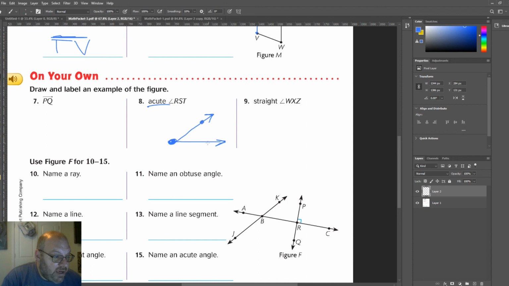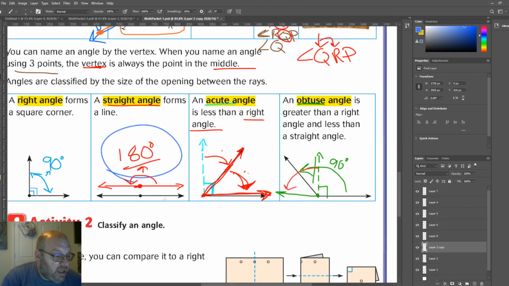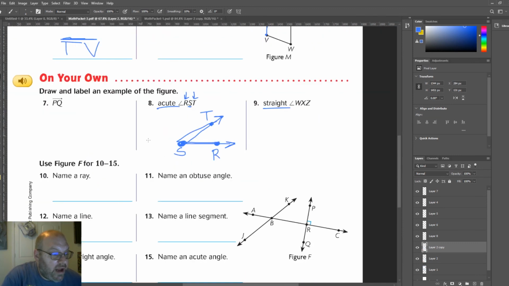So this one does have points. And the middle letter is my vertex, right? So my middle is going to be labeled S. Now, it doesn't matter where I go with these. RT. So RST. If you wanted R down here, that's still angle RST. Good? Now you can do a straight angle. Just go back here. Look at what a straight angle looks like. And label it the same way. This one right here. Label it the same way.